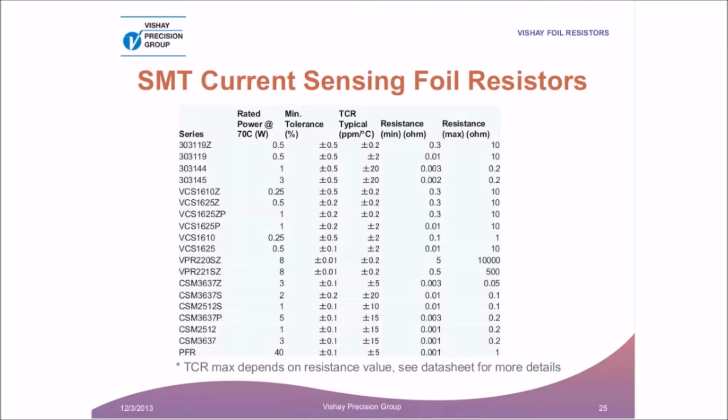We can also see here the TCR typical is extremely low, in the range of 0.2 ppm per degree C up to 20 ppm per degree C, depending on both the resistor type and the resistance value. In order to check the actual TCR for a specific model of resistor and resistance value, please check the data sheet for more details. Please visit our website. All this information is there, available at a glance. We have an excellent website, and it's very, very simple and very easy to use.